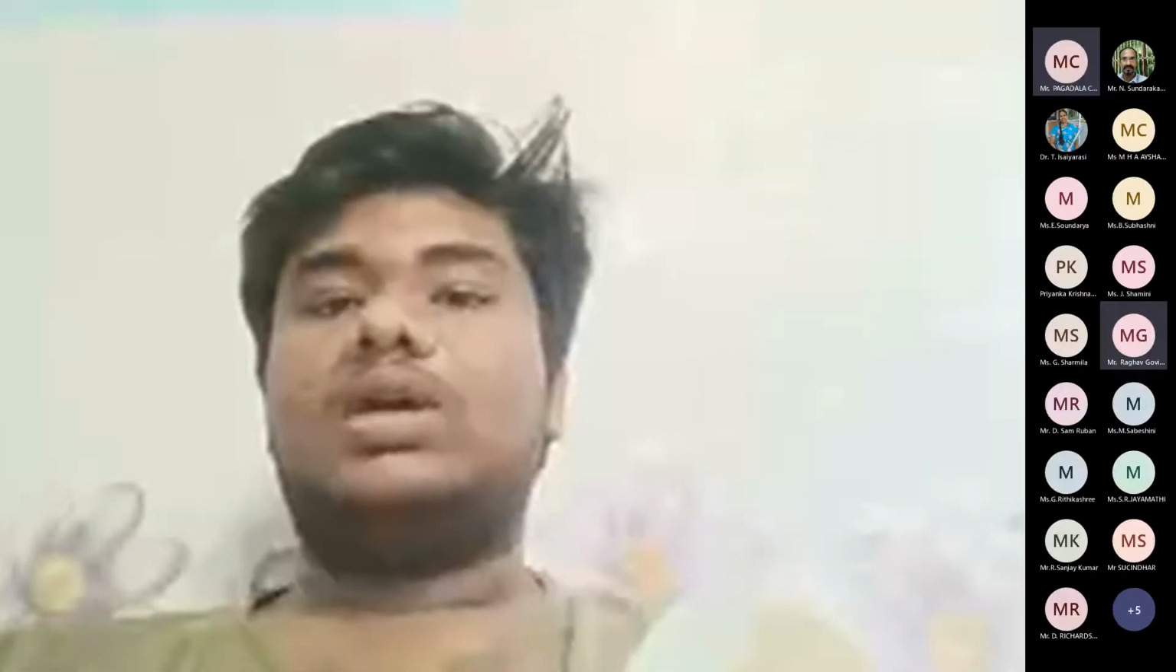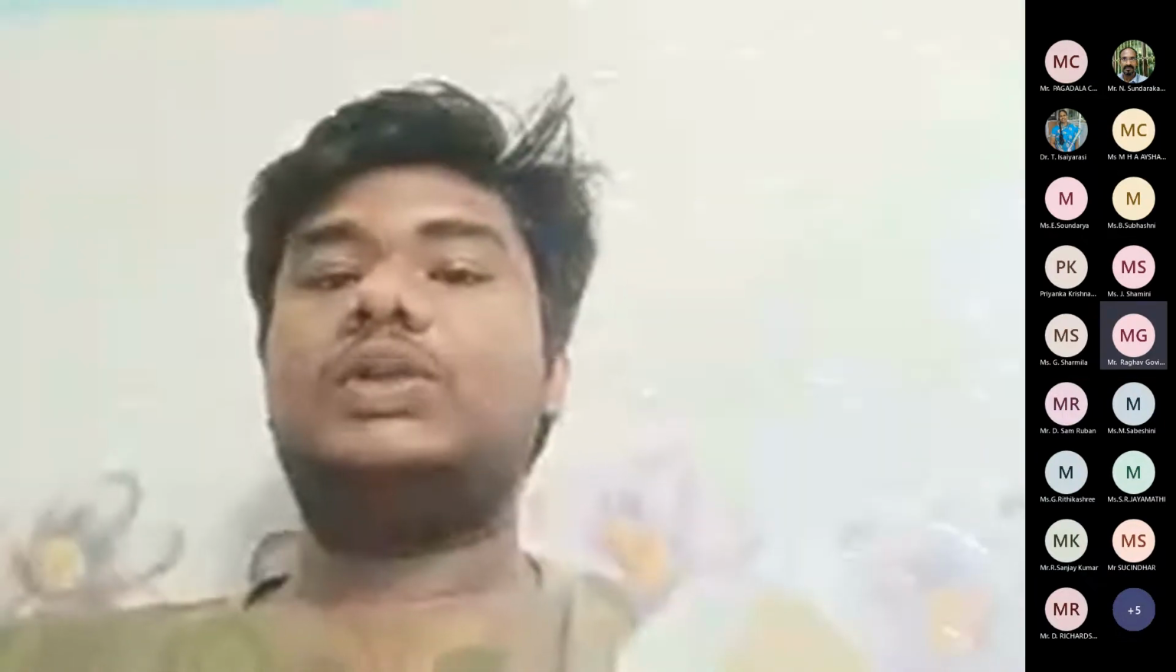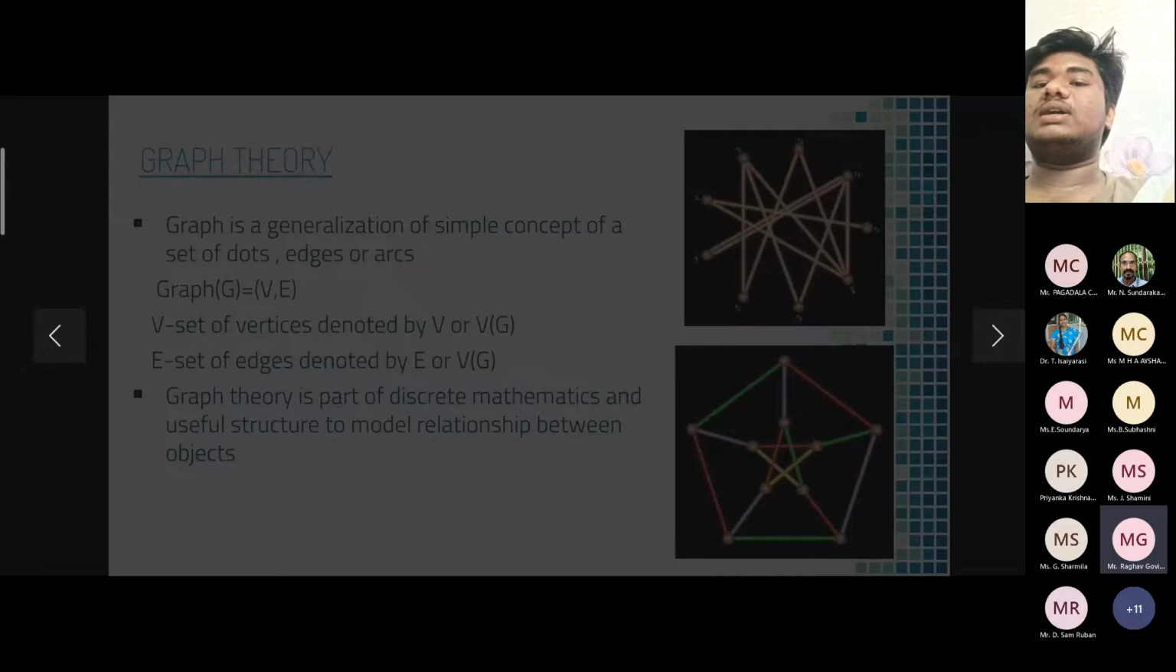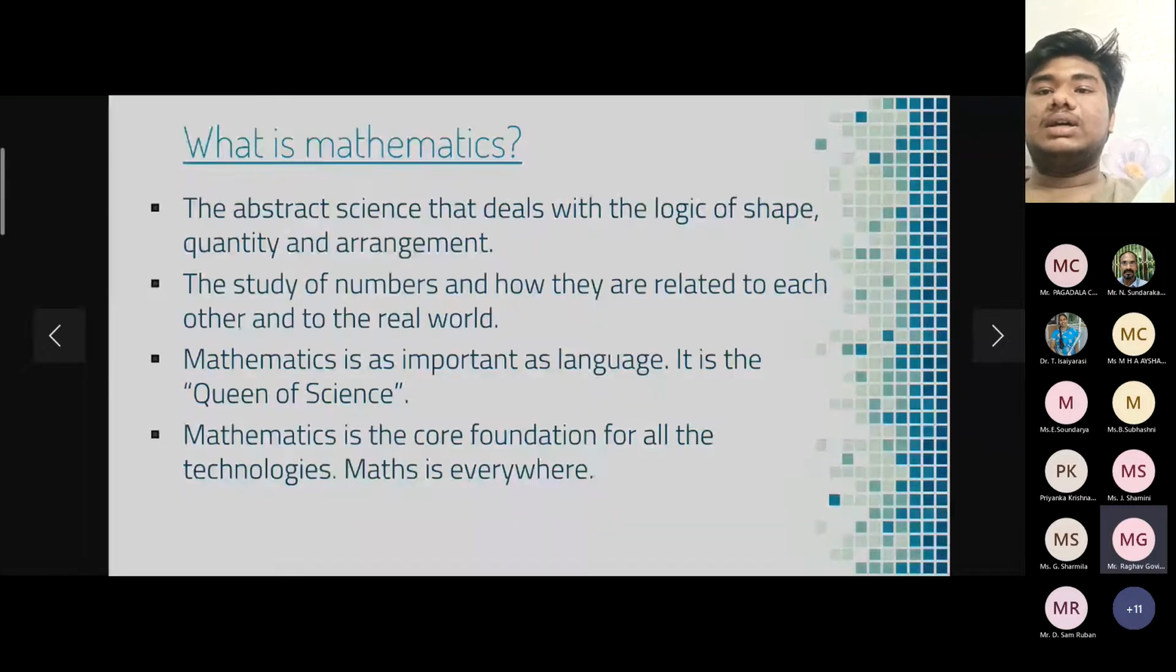Now we are going to see what is in graph theory. Before moving to graph theory, we have to know what a graph is. A graph is a generalization of the simple concept of a set of dots, edges and vertices or arcs.